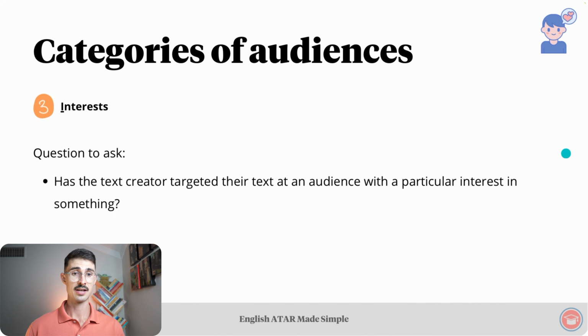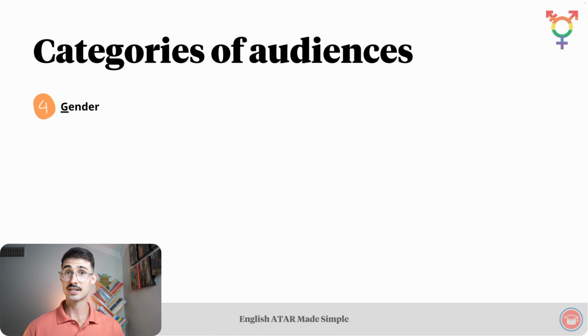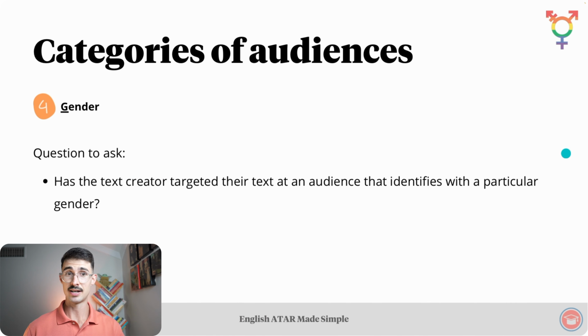Next category of audiences is interests. Question to ask: has the text creator targeted their text at an audience with a particular interest in something? Examples: vaping, arts and crafts, surfing, rowing. Next category, gender. Question to ask: has the text creator targeted their text at an audience that identifies with a particular gender? Examples: agender, bigender, cisgender, gender fluid, non-binary.